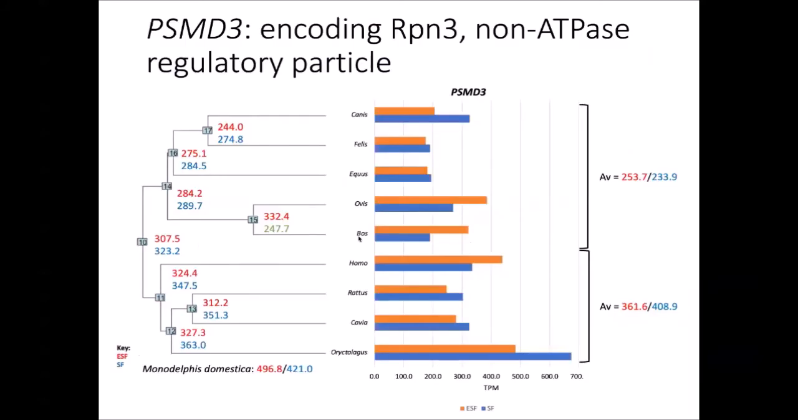Here's an example of the gene expression profile across species. For one of them, PSMD3, red are the expression levels for the endometrial fibroblasts and blue for the skin fibroblasts. Here you have the species names, and here the phylogenetically reconstructed ancestral levels. Sorry, here it should be blue. And if you just look at the average, the Laurasiatheria have about 100 TPM less than the Archontoglires, and also in the skin fibroblasts there's over 100 TPM difference on average.